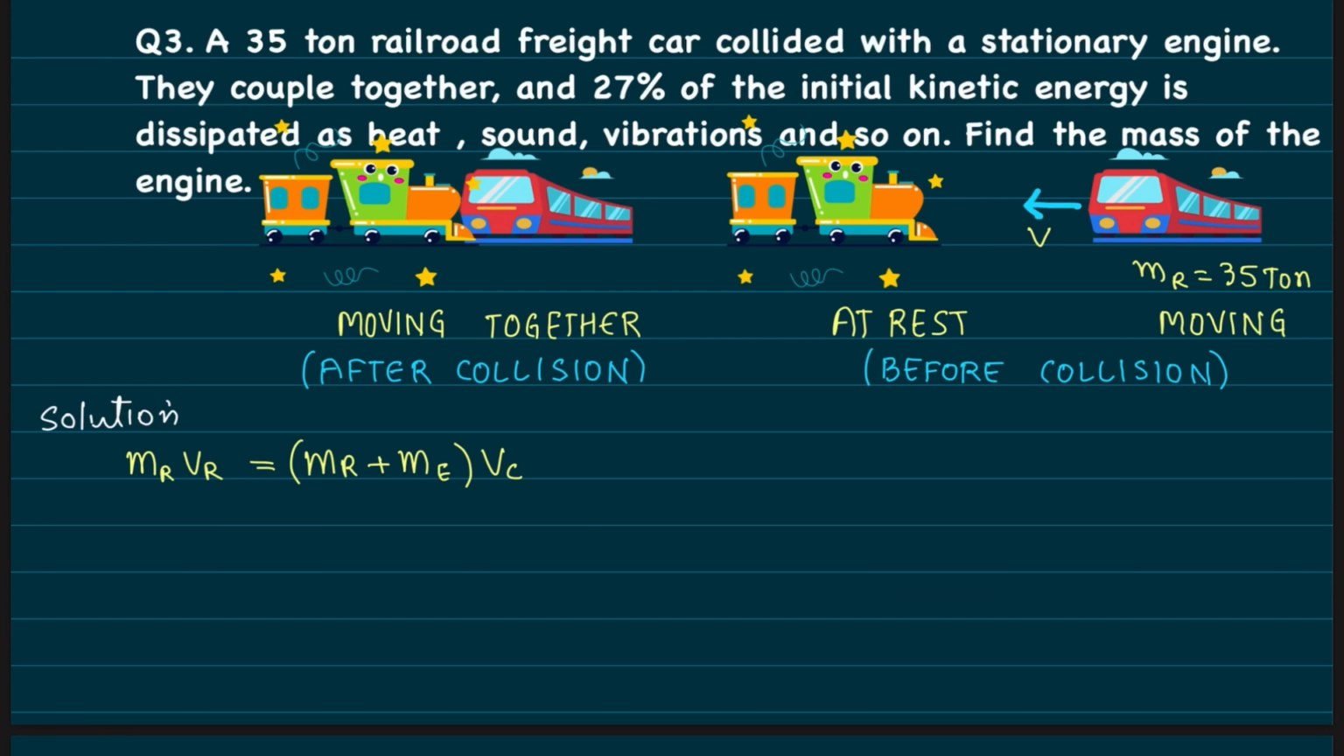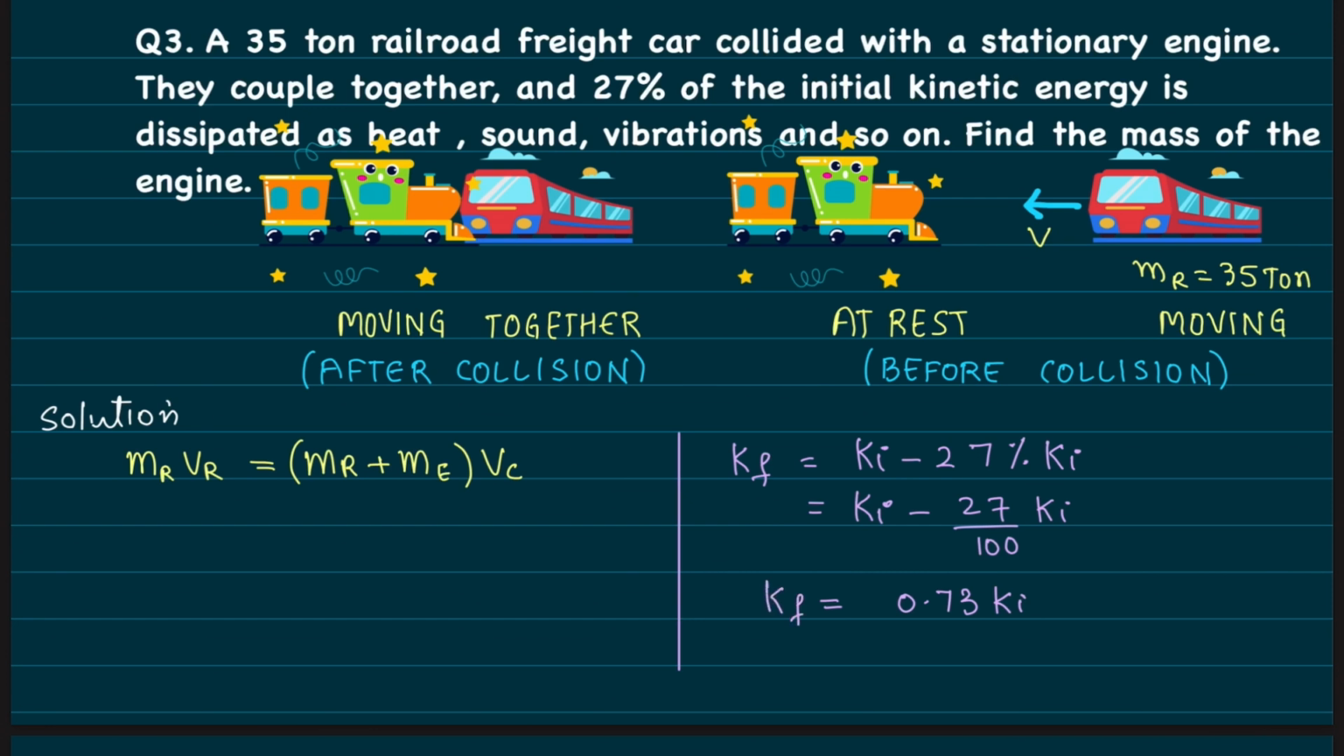Our second equation is about the kinetic energy. What does it say? It says 27%. It means the final kinetic energy will be the initial kinetic energy minus 27% of the initial kinetic energy, because 27% of the initial kinetic energy is dissipated, so we are subtracting that. So it is K initial minus 27 divided by 100 times K initial. You will solve this and get 0.73 K initial equals K final.